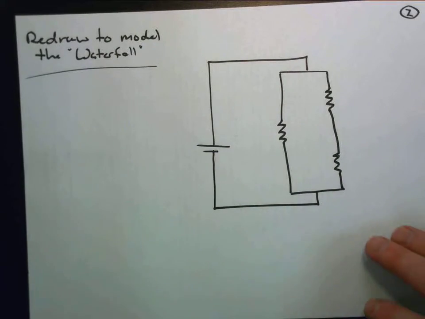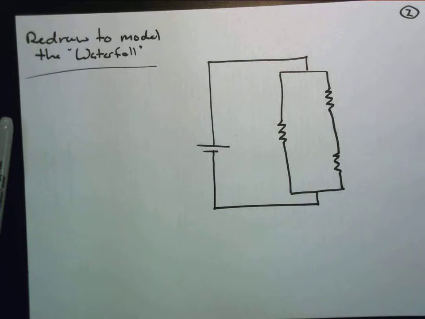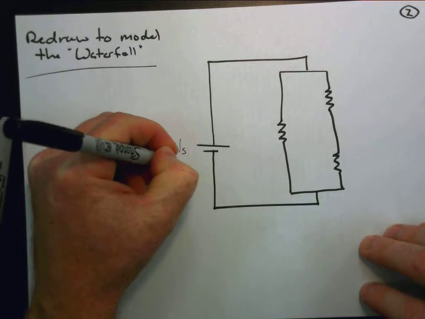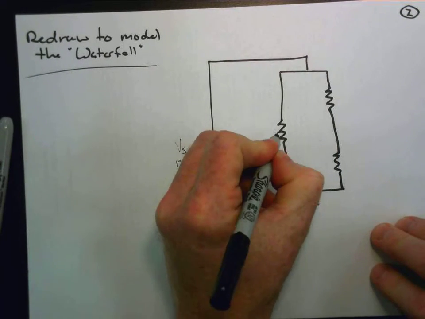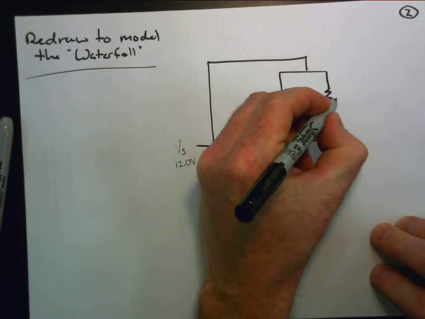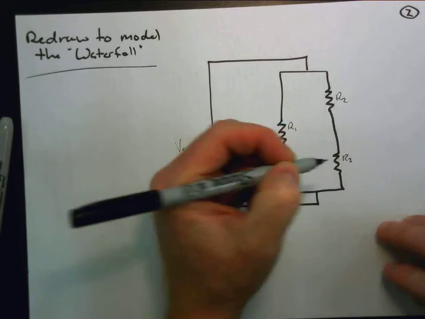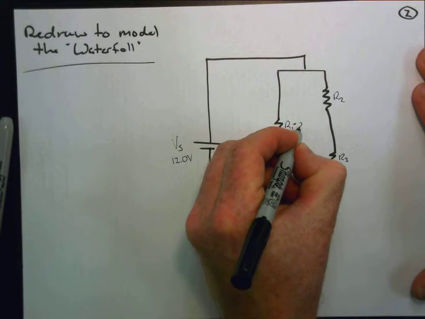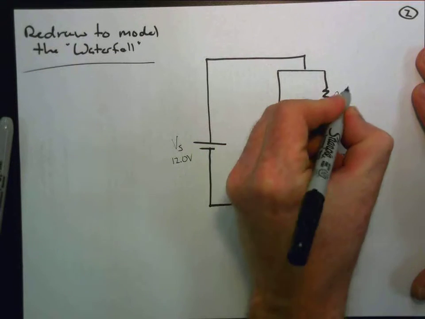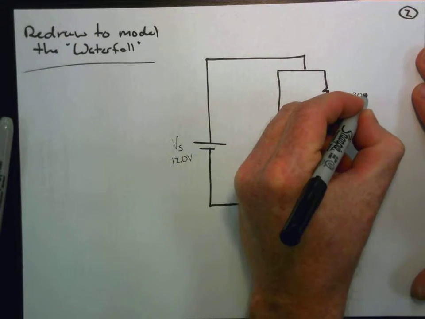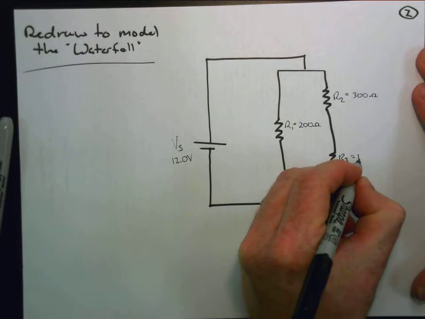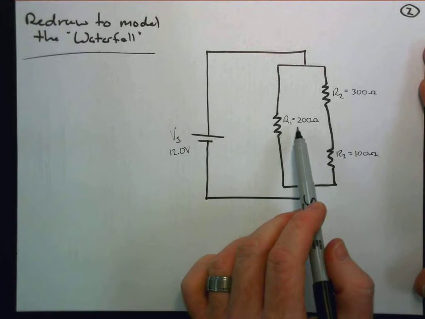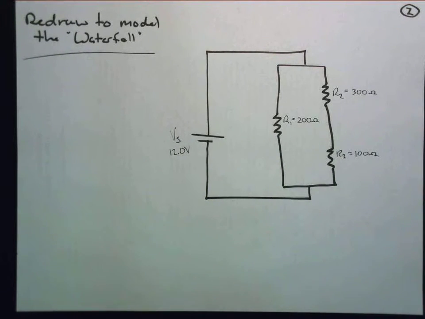So let me get a few things labeled so I don't lose track of what's going on, right? Voltage source, and this is 12.0 volts. This will be R1, R2, and R3. R1 is 200 ohms. R2 is 300 ohms. R3 is 100 ohms. It would have been easier to remember if I had 100 for 1 and 200 for 2 and so on, but this is what we have.